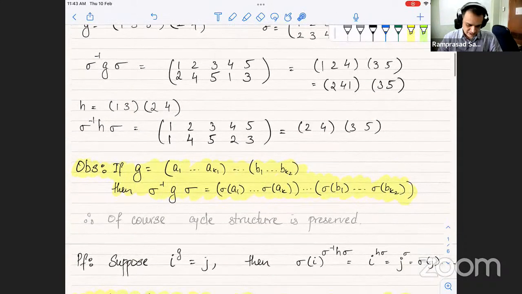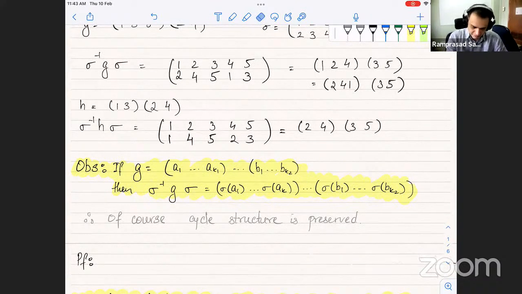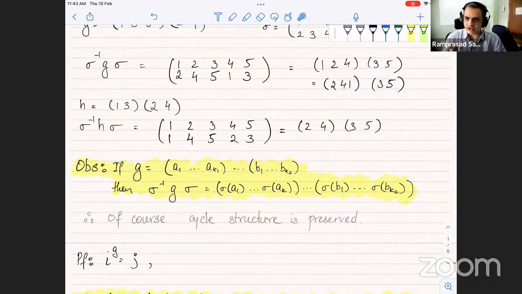Okay. So here is a one-line proof of that. What do we need to show? Okay, maybe I'll just do this completely. So what I want to show is the following. Suppose I power G is equal to J. Then I want to know what does this do on I power sigma, that is, what does it do on sigma of I?